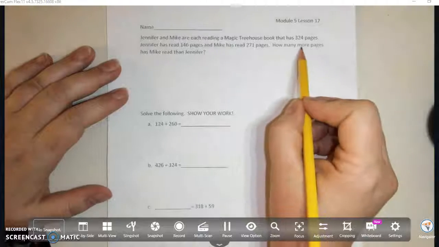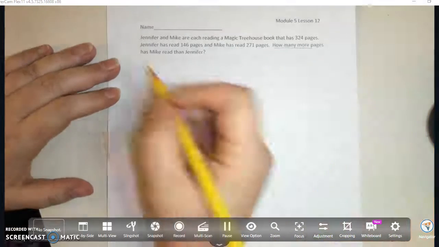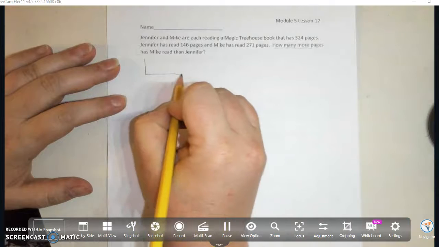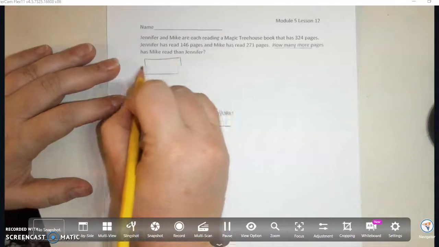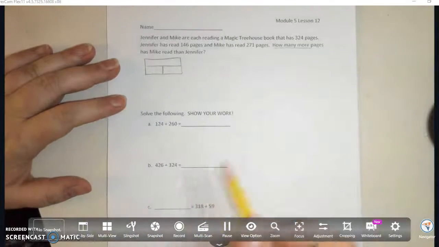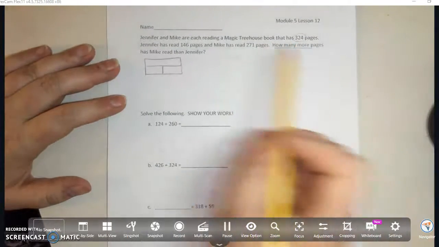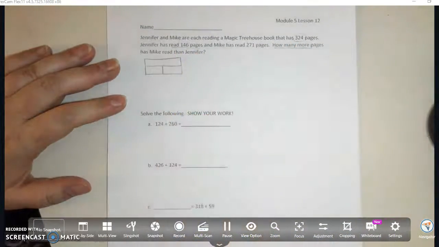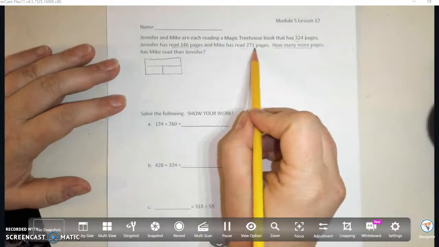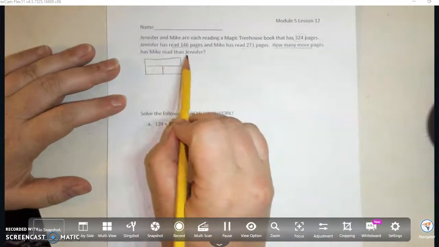So I'm looking at the words, how many more, to set up my problem. I'm going to start by filling in the information that I know to see if it's an addition or subtraction problem. I have a Magic Treehouse book with 324. Jennifer has read 146, and Mike has read 271. How many more has Mike read than Jennifer?